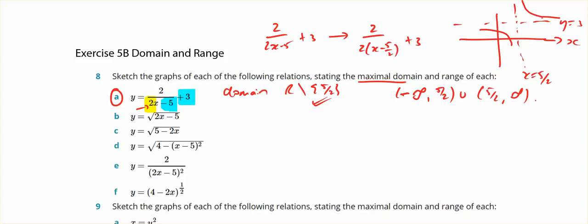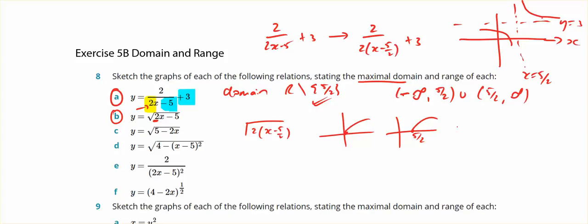Okay, so similarly, if we look at part B, we've got a square root graph. Again, there's a number in front of the x, so you need to take it out first to find out what the real translation is, left to right. So you take the 2 out, and you get x minus 5 over 2. So it's basically a root graph that's been moved 5 over 2 to the right. Remember, for root graphs, it does include that point, so don't exclude that point.